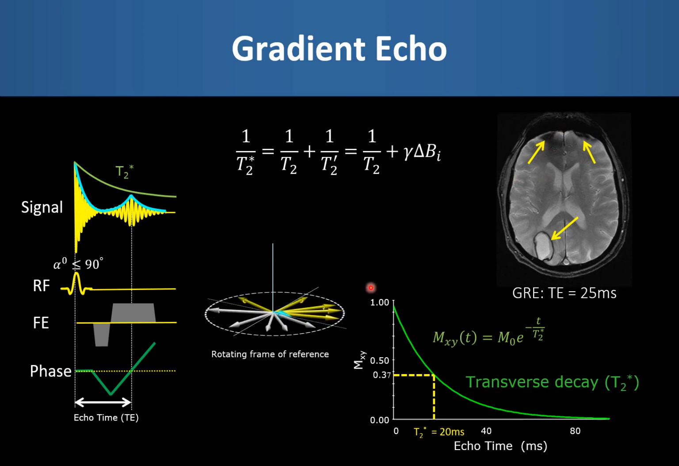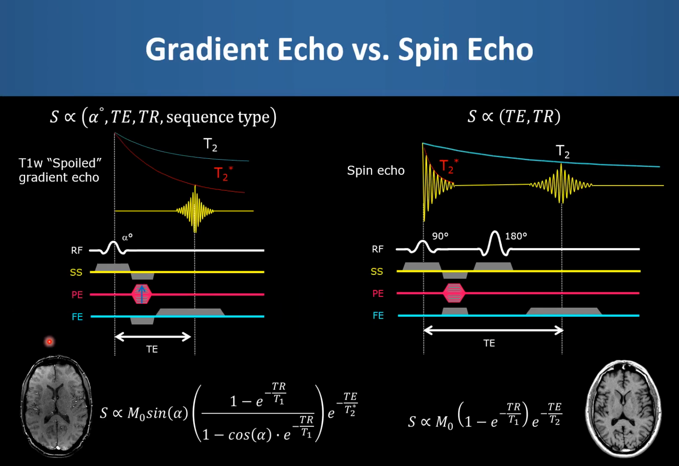Gradient echo sequences also often use excitation flip angles which are less than 90 degrees. This means that they can be operated with very short repetition times without substantially saturating the longitudinal magnetization. This slide compares the gradient echo pulse sequence with the spin echo.